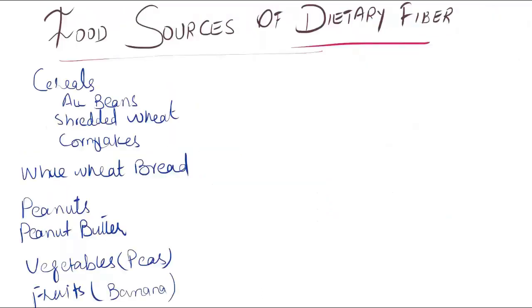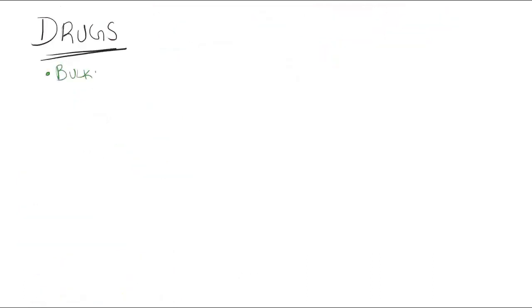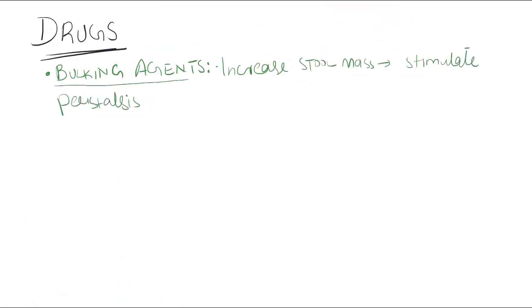Now we will see the food sources of dietary fiber. There are some foods like cereals, whole wheat bread, peanuts, peanut butter, vegetables and fruits. Maximum quantity of fiber gram per 100 gram is in the cereals, then in the wheat bread, then in peanuts, then peanut butter, vegetables and fruits. Then comes the drugs used to relieve patients with constipation.